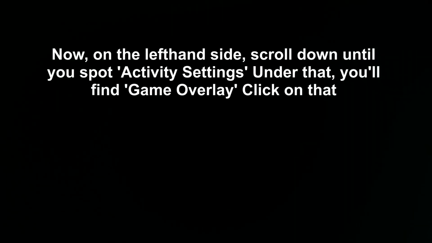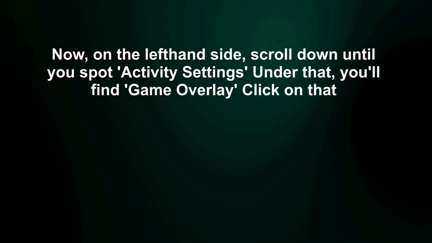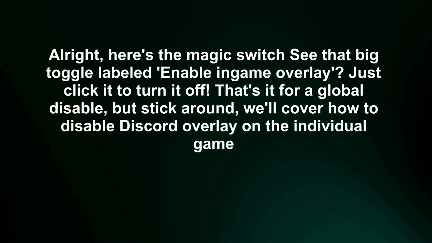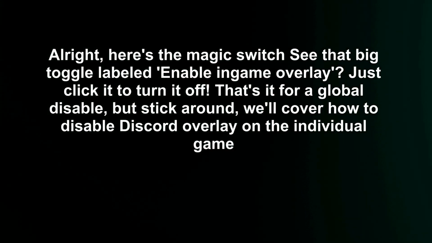Give that a click. Now, on the left-hand side, scroll down until you spot activity settings. Under that, you'll find game overlay. Click on that. Alright, here's the magic switch. See that big toggle labeled enable in game overlay? Just click it to turn it off.